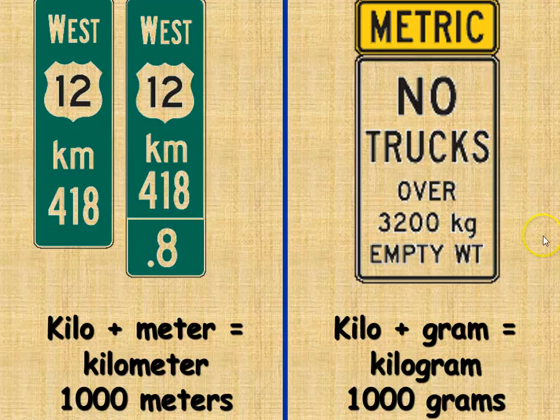There are a few others here. If you're traveling outside of the United States, you'll notice that road signs often indicate distances in kilometers. A kilometer is 1,000 meters. The prefix kilo means 1,000. Sometimes for mass, you'll see kilograms. And of course, a kilogram is equal to 1,000 grams. So those are common quantities, length and mass, which are used in physics.